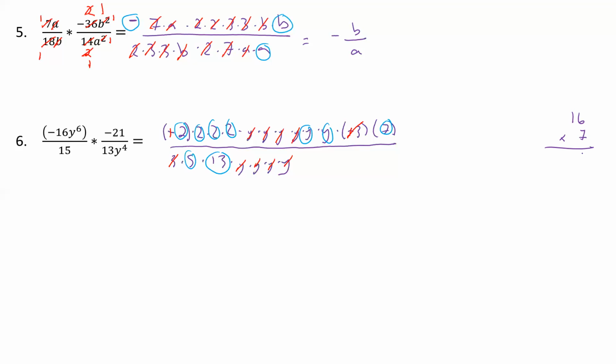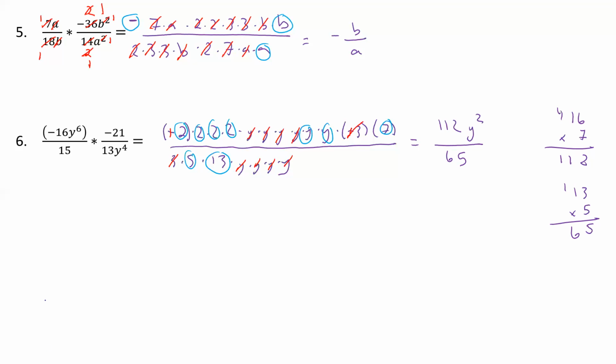So 6 times 7 is 42. 7 plus 4 is 11. So that looks like we have 1, 1, 2, and then we have 1, 2 y's, so that's y squared, over. Now 5 times 13, well, again, let's go ahead and multiply that out. 5 times 3 is 15, carry 1, 5 plus 1, 6, so 65. And that then would be our final answer.